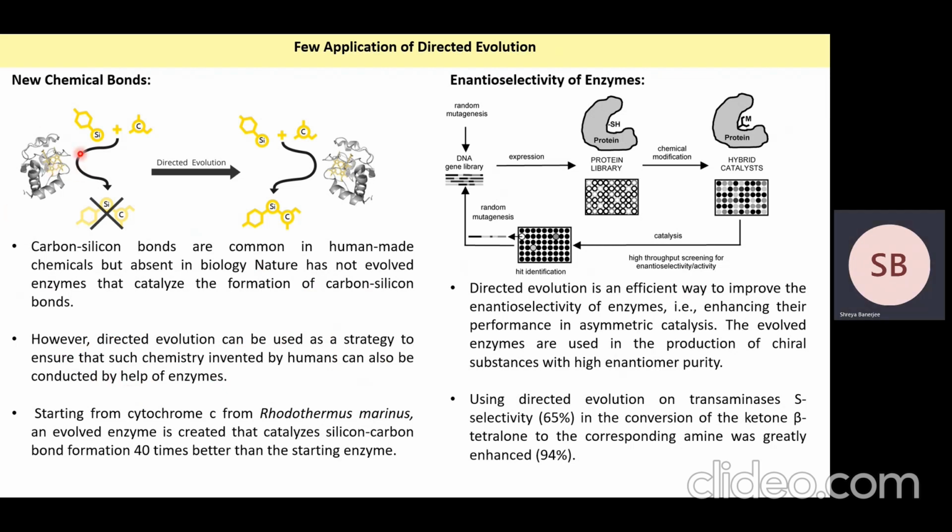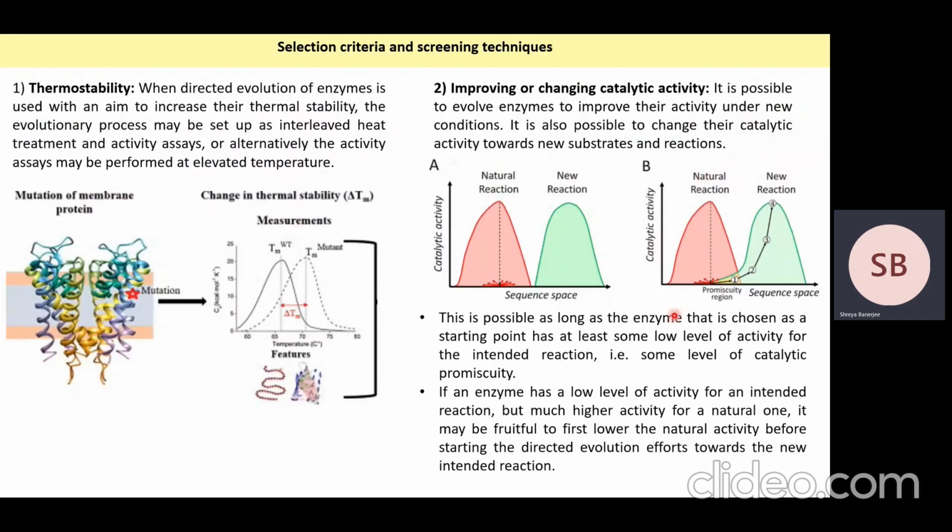So starting from cytochrome C from Rhodothermus marinus, an evolved enzyme is created that catalyzes silicon-carbon bond formation 40 times better than its starting enzyme. So basically, this introduces this principle, where a new reaction, the formation of the carbon-silicon bond, is catalyzed by a mutated enzyme.